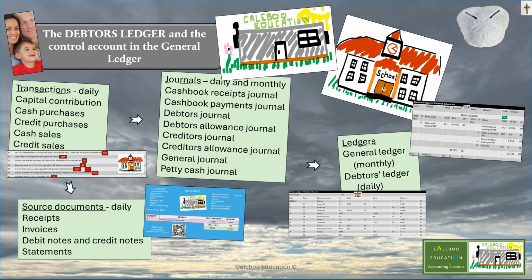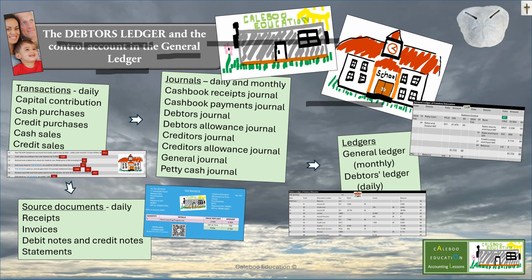In this video, I'm going to be looking at the debtors ledger, and I'm also going to look at what we call the control account in the general ledger. I'm going to compare the control account in the general ledger with the account of the school in Caleboo Education's books in the debtors ledger. So I'm looking at the debtors control account, or accounts receivable, you might know it as.